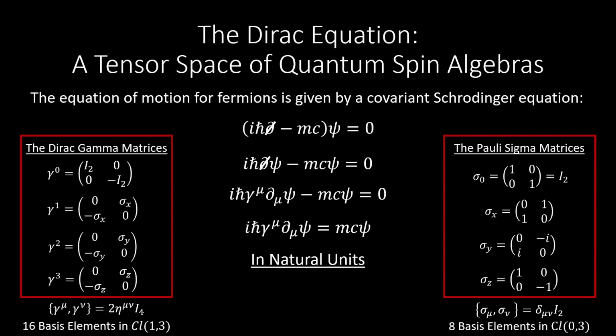A lot of times people write this in natural units, so the c and the h-bar disappear, and then we can drag this all into a zero equation, essentially, making it look all nice and pretty. So a lot of people might see the Dirac equation written like this below.